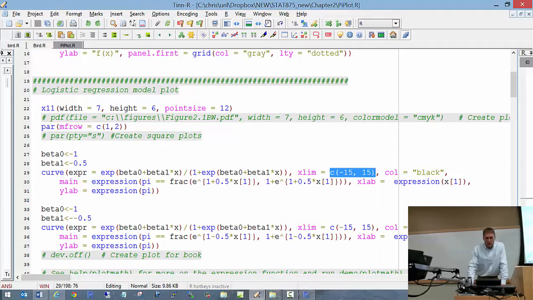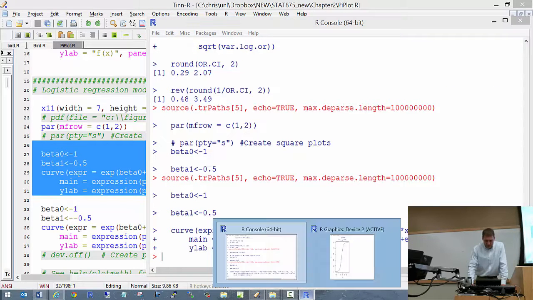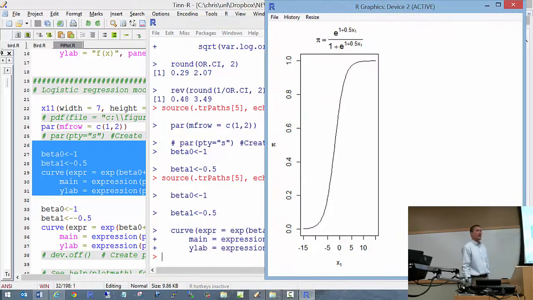Then I did some fancier things with my title, x-axis label, and y-axis label, so I can use Greek fonts and fractions. Don't worry about that. You don't need to use those if you don't want to, but it can make your plot look nicer. And there is my first plot. Then I do a similar thing for the plot in the second column as well.